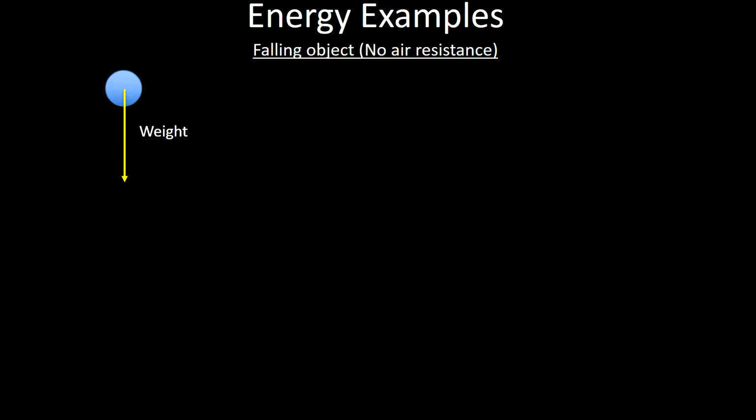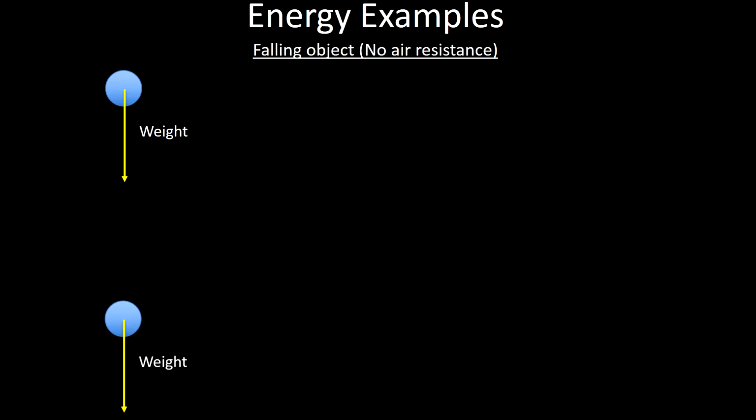So we've talked about this one a little bit already. A falling object with no air resistance. We often ignore air resistance in physics because it's useful to do so to simplify situations down. So the only real force acting on this object is the weight. So as we let it go, it accelerates downwards. The weight force is speeding it up.